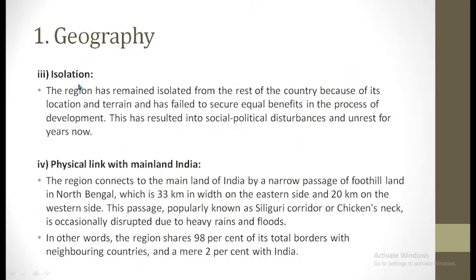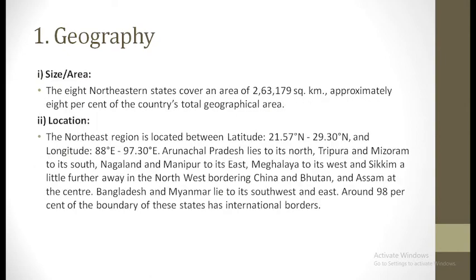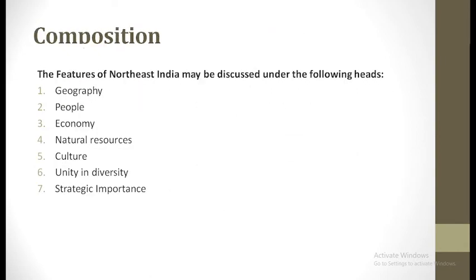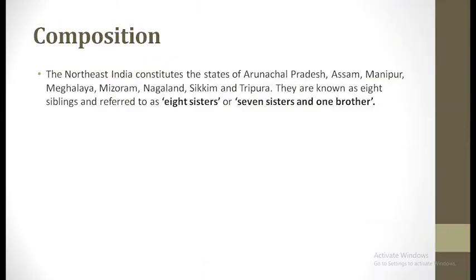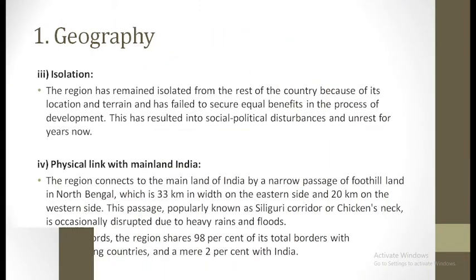Isolation: Northeast India is isolated because of its geographical condition. As you can see here, it is connected with just a small corridor, which is sometimes known as the Siliguri corridor or the chicken neck. So, because of its geographical location, the Northeast has been isolated from the rest of the country.